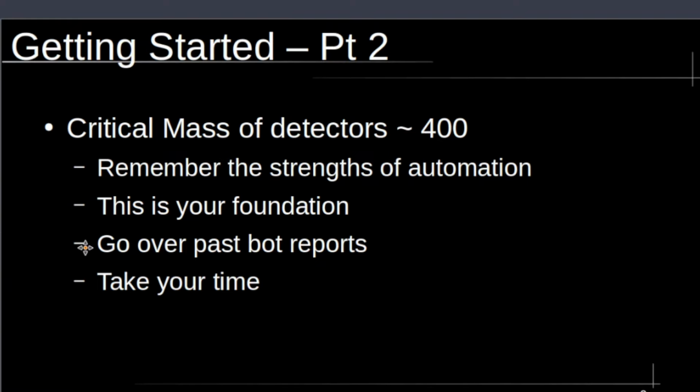And for these 400 detectors, I personally recommend that the number one place to look is past bot reports. And the reason for this is quite simple. Every potentially automatable finding, you have them all there, and you already have a POC of what automating that particular vulnerability would look like, because you have the report. Yeah, awesome.